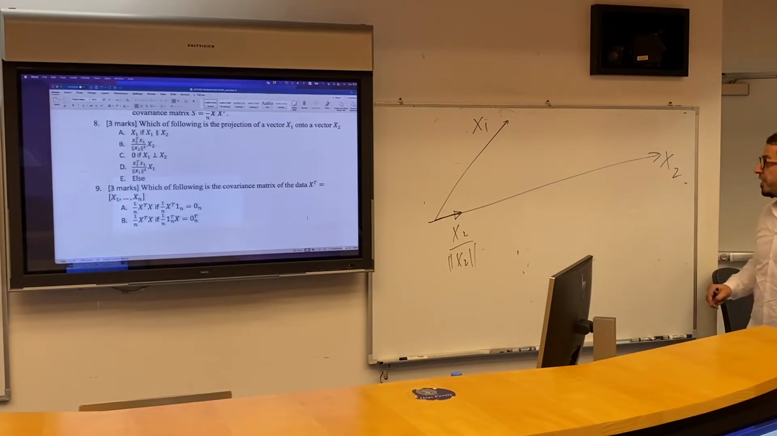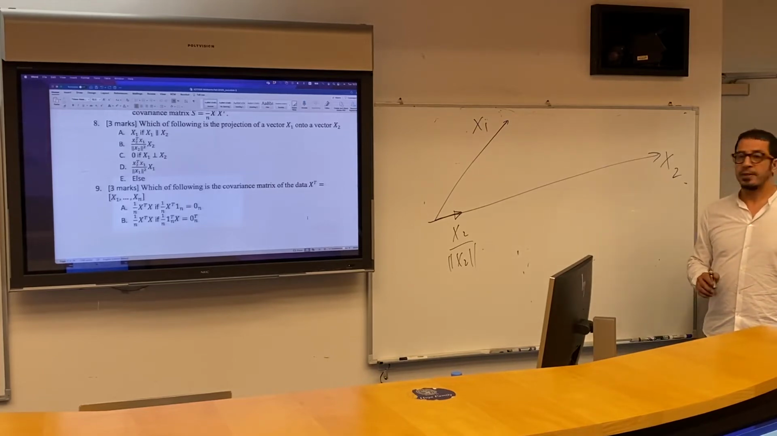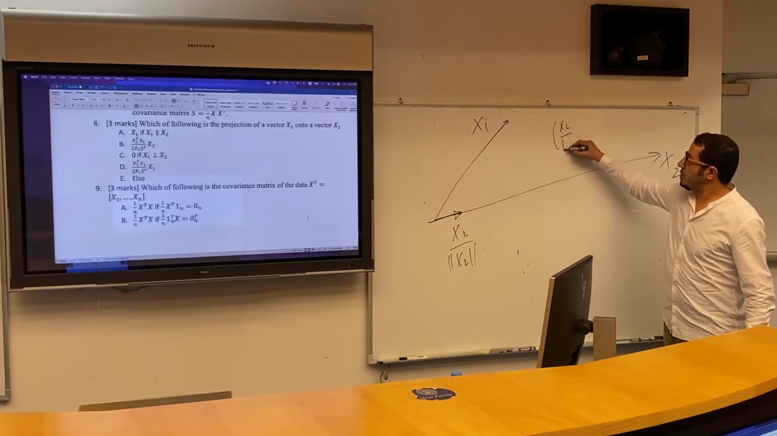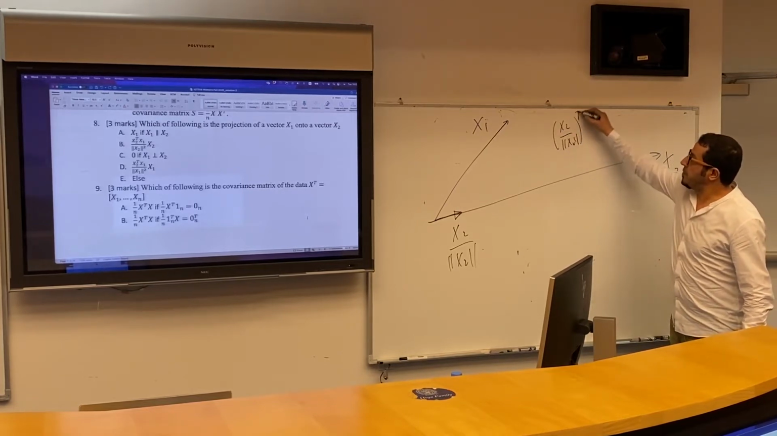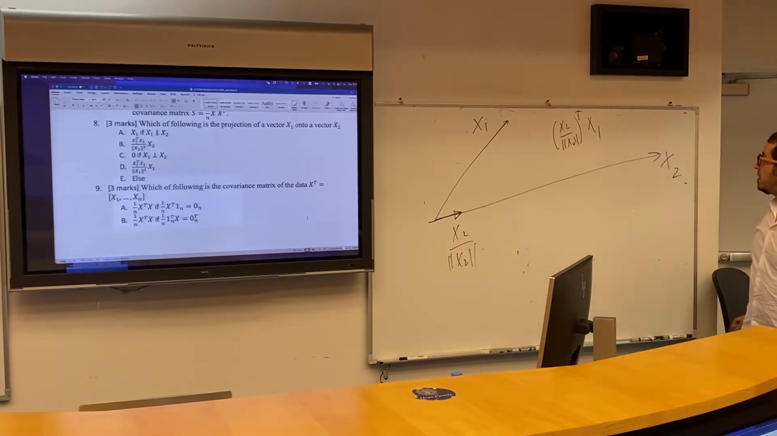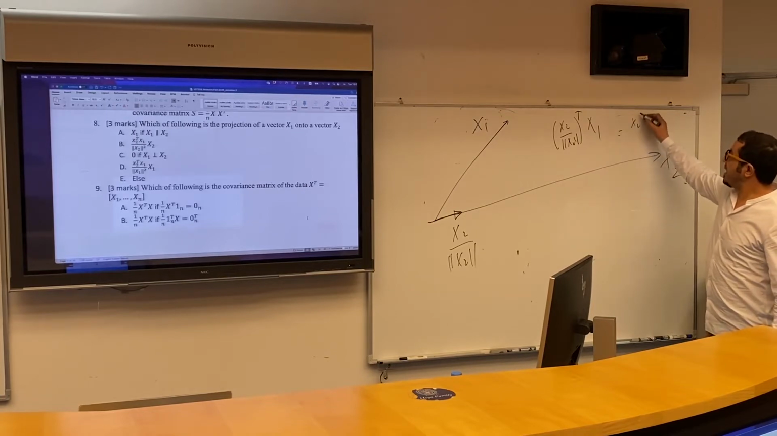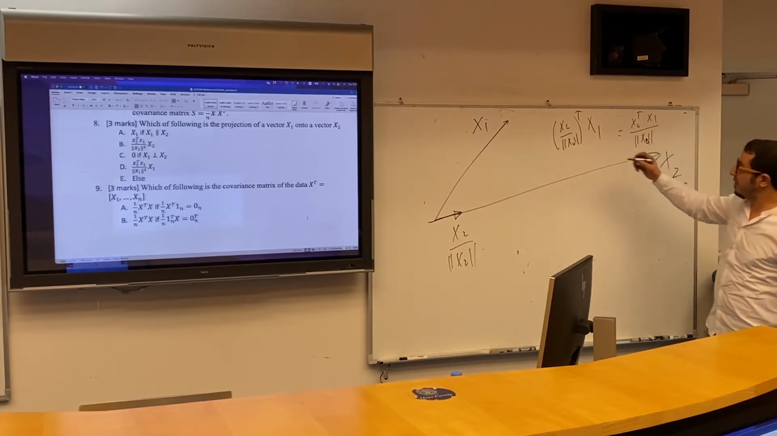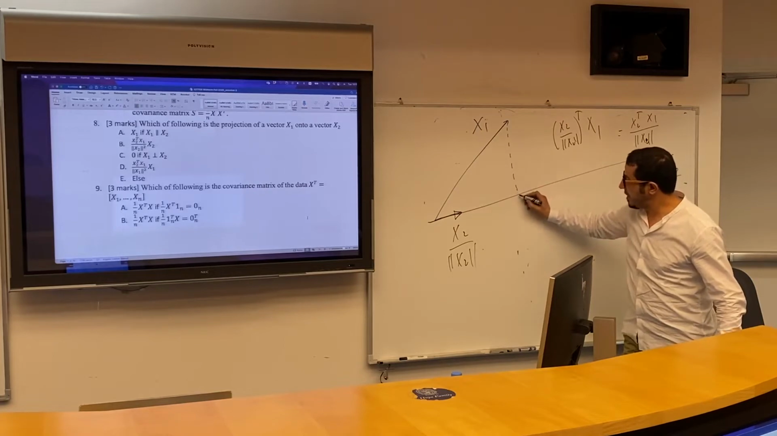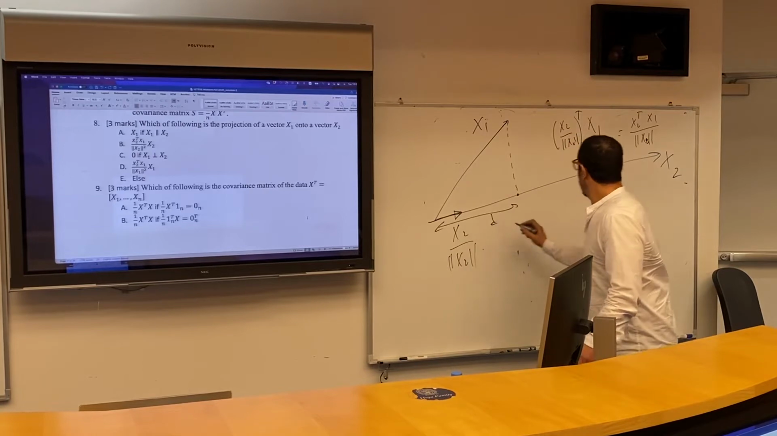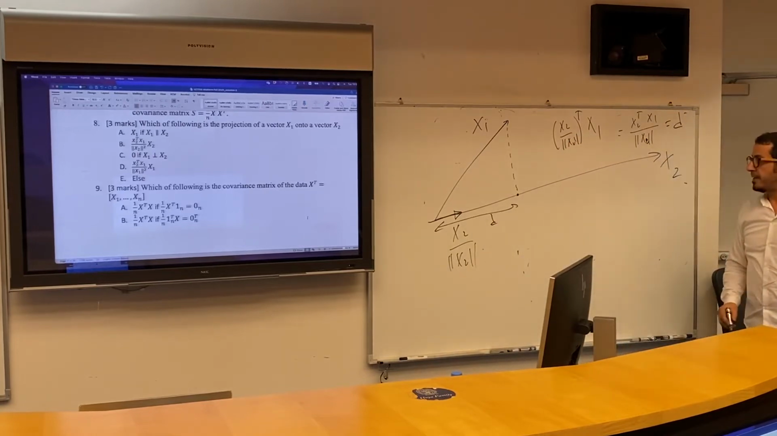So what should be the projection here, please? It will be x2 transpose times x1. This is the formula, right? Correct? So what will be at the end? It will be x2 transpose times x1 divided by the norm of x2. But this one is the value, right or no? This is the distance here.